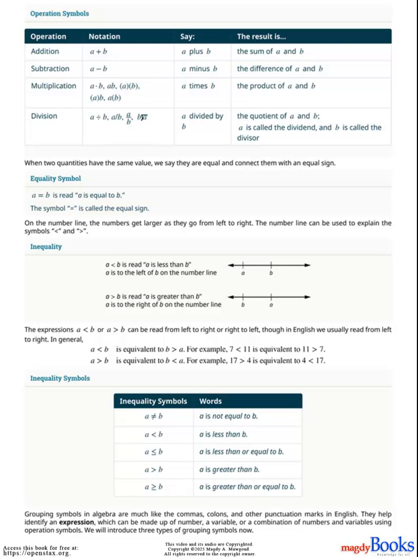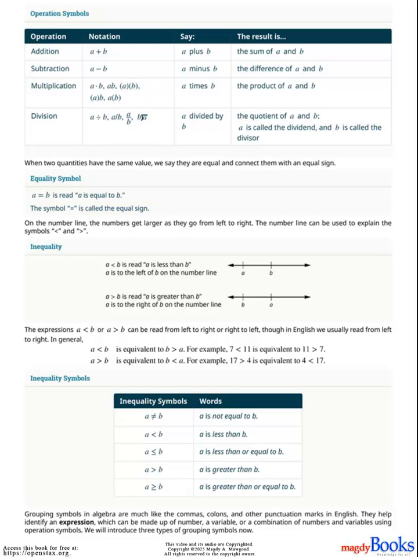4. Division. a divided by b. a over b. The quotient of a and b. a is called the dividend and b is called the divisor. When two quantities have the same value, we say they are equal and connect them with an equal sign.